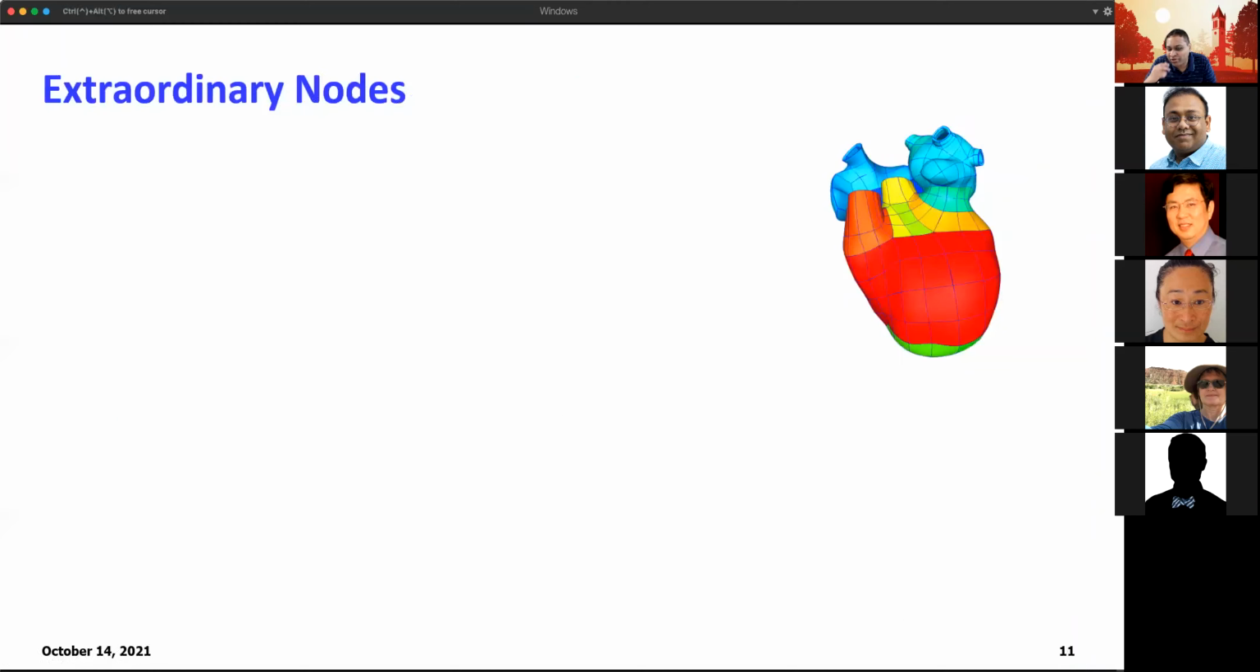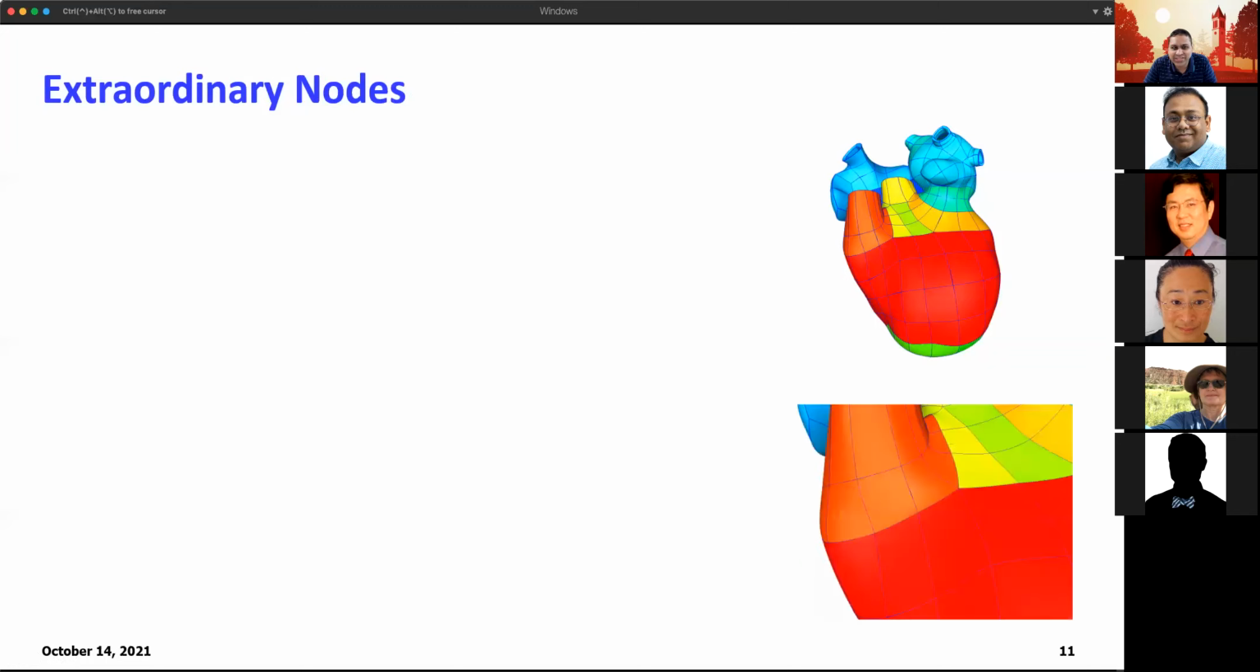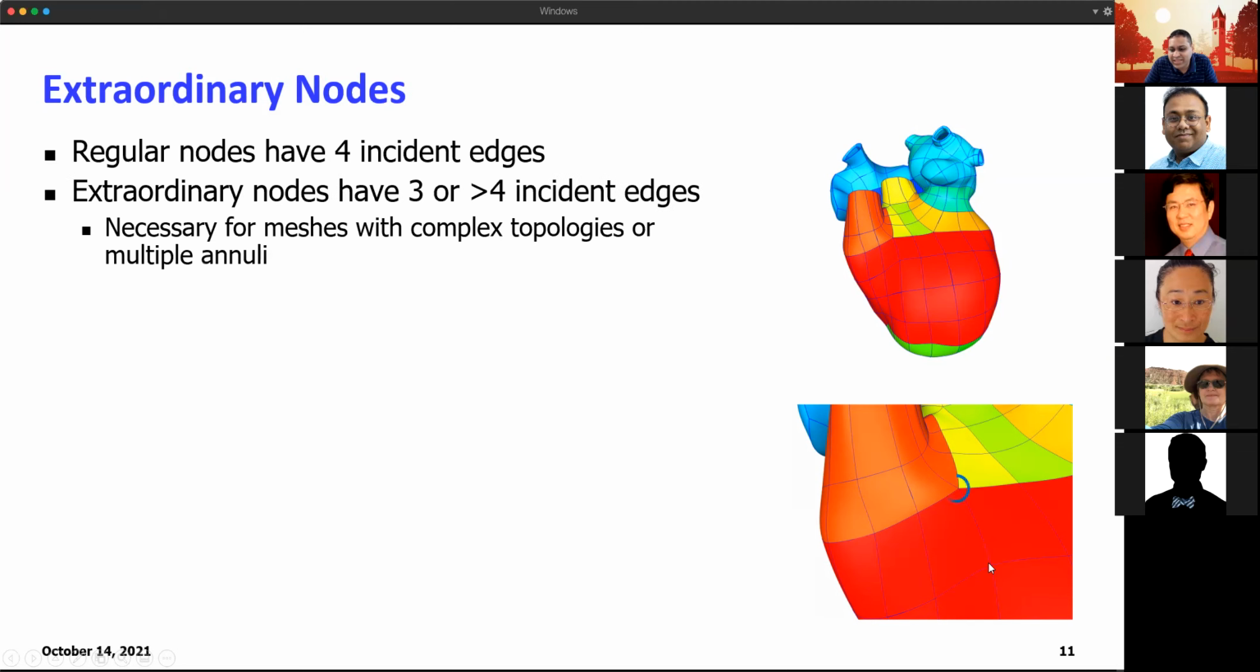But obviously, what needs to be done to be able to model these higher order elements and complex geometries is what are called extraordinary nodes. So in regular finite element analysis, you have these regular nodes where you have a set of 4 elements coming together in 2D. Whereas if you want to model such complex geometries, you need to handle these nodes, which have more than 4 elements coming together, or 4 edges coming together. So in this case, there are 5 edges coming together.